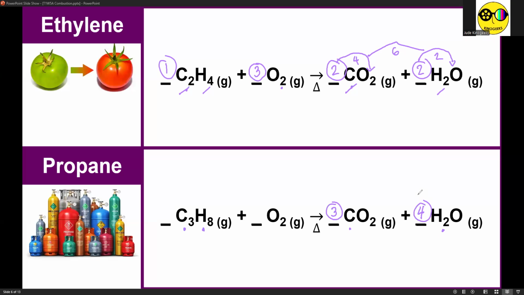Now, for oxygen, there are 3 times 2, 6 oxygen atoms with carbon dioxide, and 4 times 1 equals 4 oxygen atoms with water. So 6 plus 4 will give us 10. And on the left side, you only have 2. So for 2 to become 10, you have to multiply O2 by 5. And when everything is balanced already, the coefficient for propane will be 1.